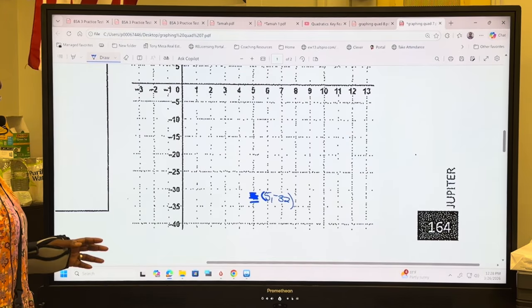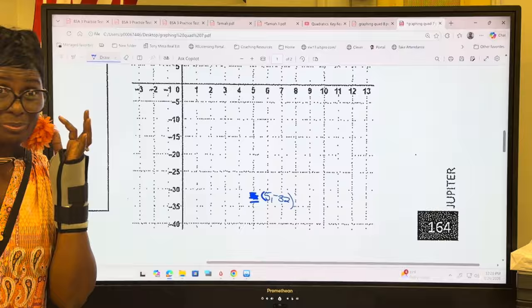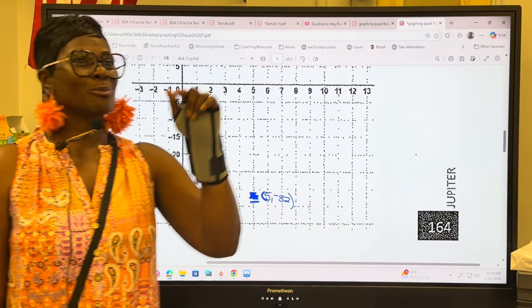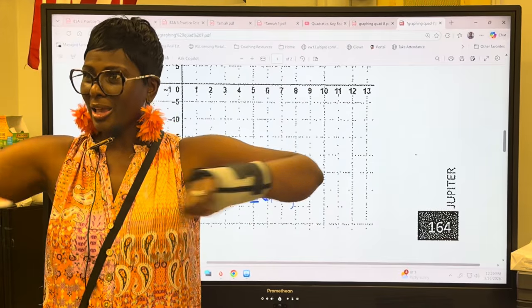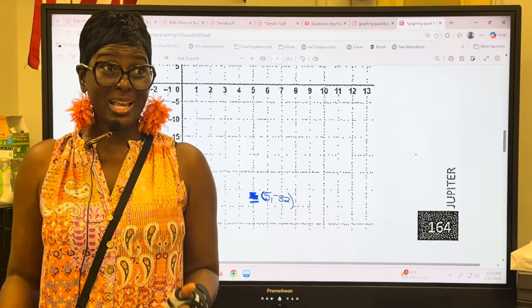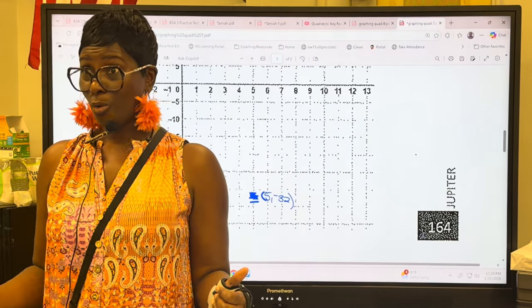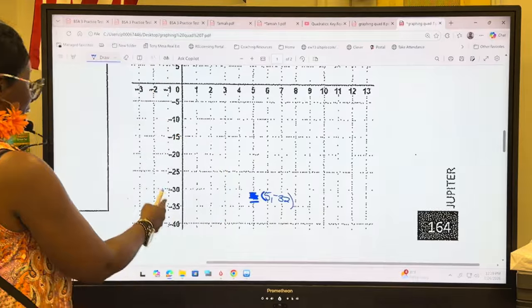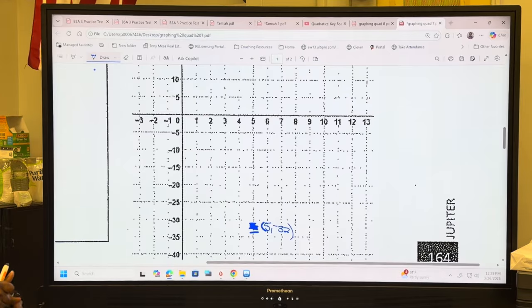All right, so, Miss Stampley, I need more points than that. Okay, so let's get some more points. Why? Because I am using the graph that I draw to help me find my solutions, which means I need points that are going to lead me to this x-axis. I'm way down here at negative 32. The x-axis is way up here. So let's see what we're going to do to get these other points.